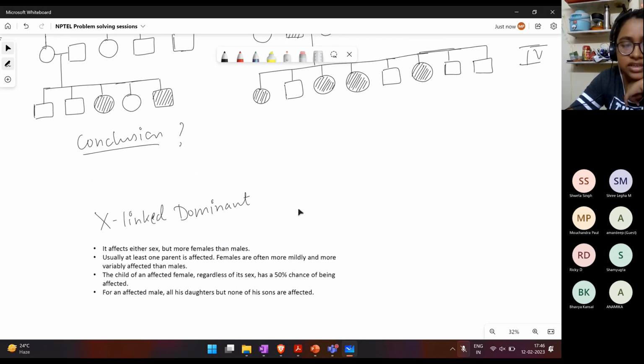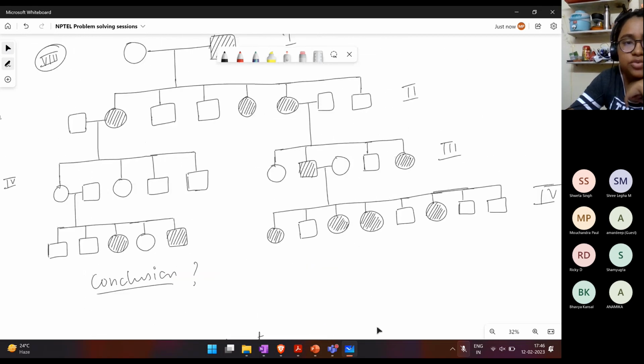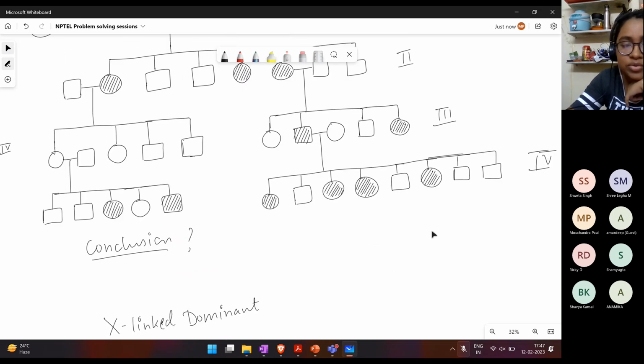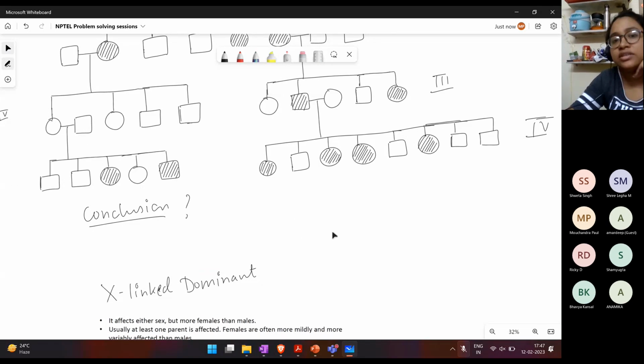It affects either sex, but more females than males. So both male and female are showing the phenotype, but it's more females. So yes, in the pedigree, more females are getting affected than males. So this is the X-linked dominant. In the homozygous pattern of both XX, even though it is dominant, the dominant allele is getting expressed.